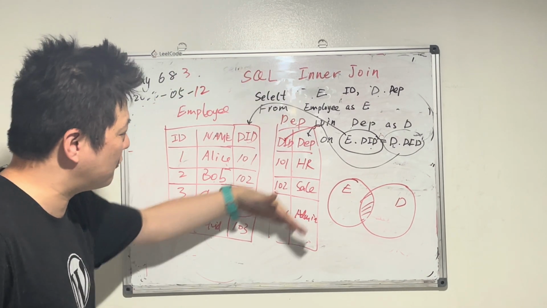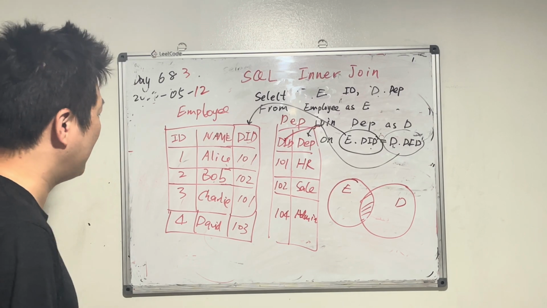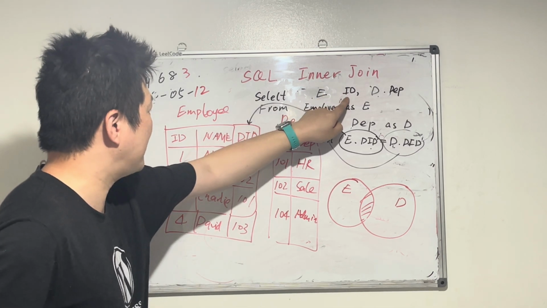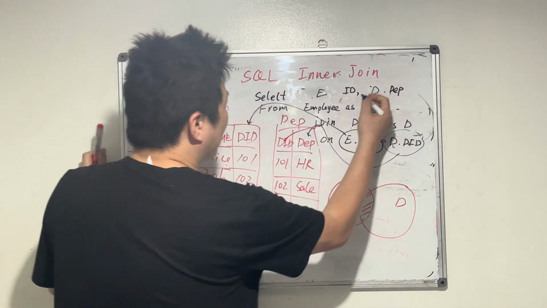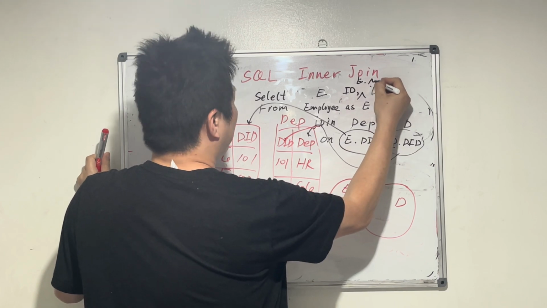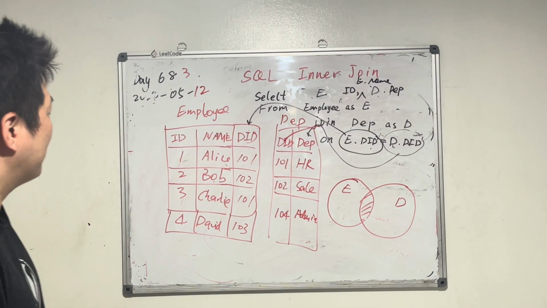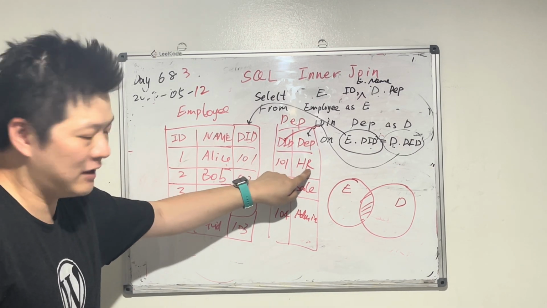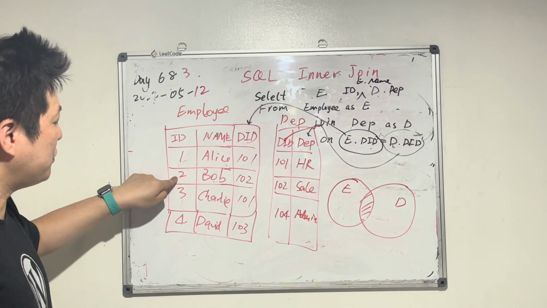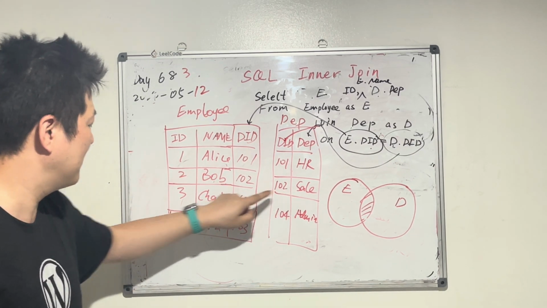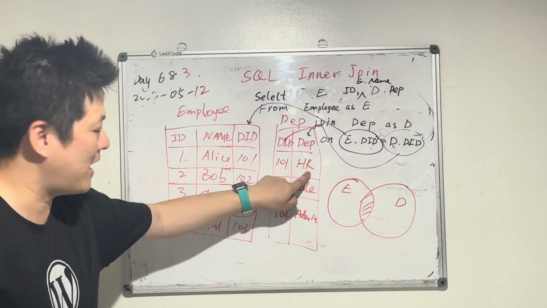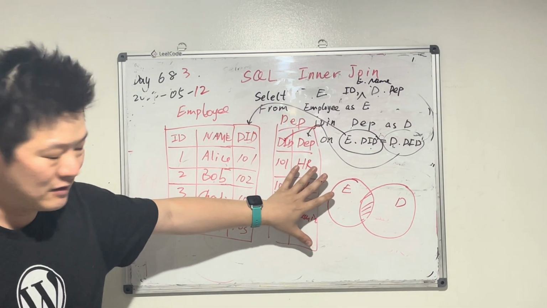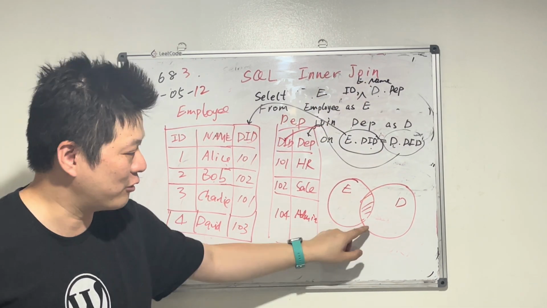So what does it return? It will return the ID, and actually we can put another column here, e.name. So what do we get? It will return ID 1, Alex, from HR. ID 2, Bob, from sales. ID 3, Charlie, also from HR. And that's it. Because David, which is department 103, is missing here, so it does not return in this inner join. Remember, this inner join returns the common part.